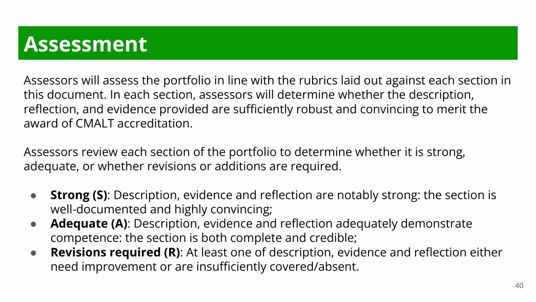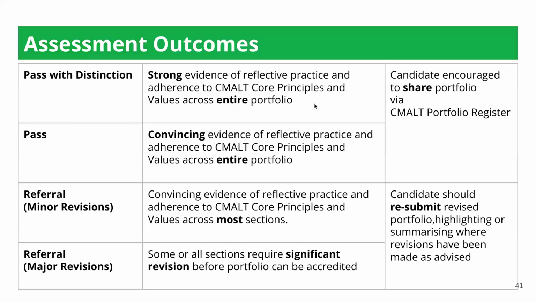Revisions required means that at least one of either description, evidence, or reflection, or more of, or all of them, need improvement within that subsection. So for every single subsection, you get an outcome: strong, adequate, or revisions required. And then you get an overall assessment outcome. So when you get your transcript back from your submission, you'll have lots of subsection assessment outcomes, and then you'll have an overall assessment outcome.